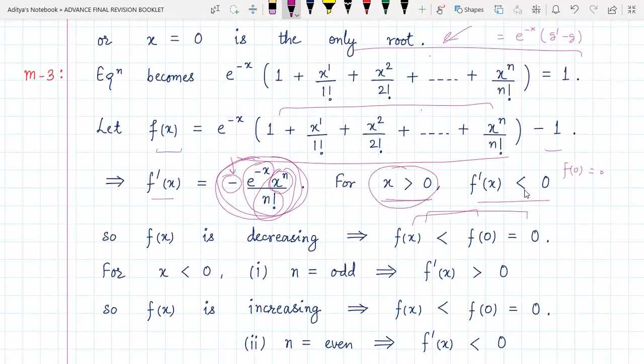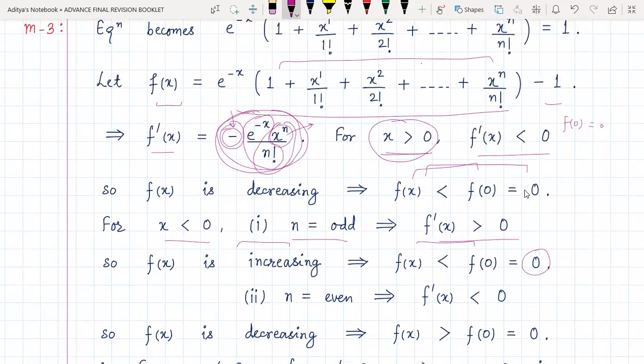Now for x less than 0, we can take two cases. First case, when n is odd. In that case, f prime x will be greater than 0. The reason is, since x is less than 0 and n is odd, x power n will also be negative, because a negative number to an odd power is negative, but negative into negative will be positive. So f of x is increasing in this case for x less than 0. So f x would be less than f of 0, but f of 0 is 0. So f x is less than 0 for all x less than 0.